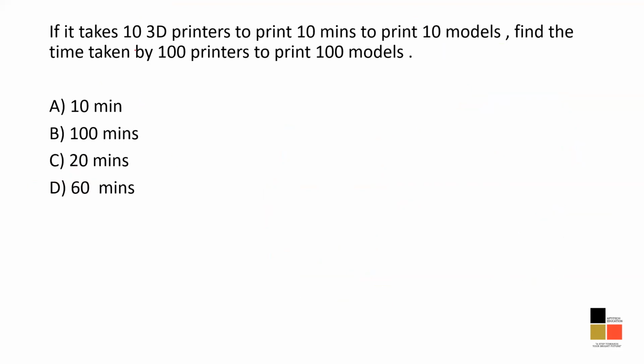Next one. If it takes 10 3D printers 10 minutes to print 10 models, find the time taken by 100 printers to print 100 models. As soon as this question comes up, some students think that this is a question from analogy. They say 10 printers, 10 minutes, 10 models, so accordingly it should be 100 printers, 100 minutes, and 100 models.